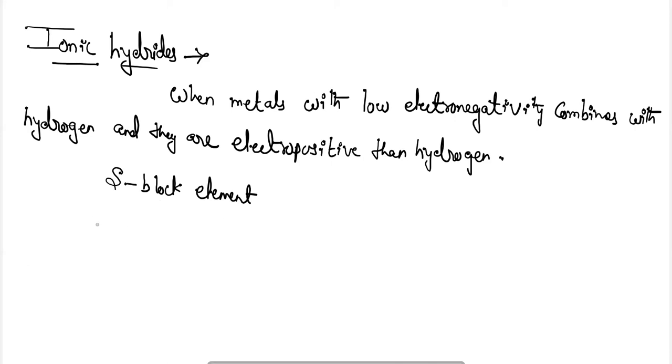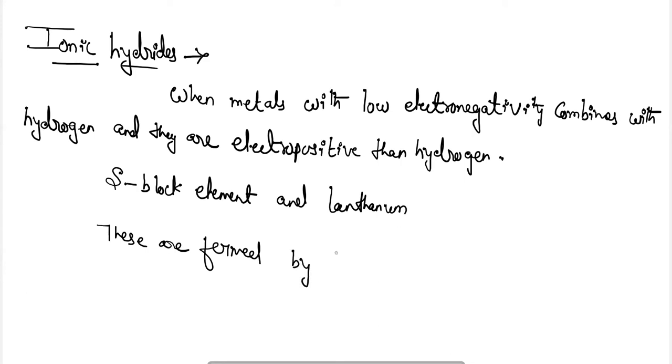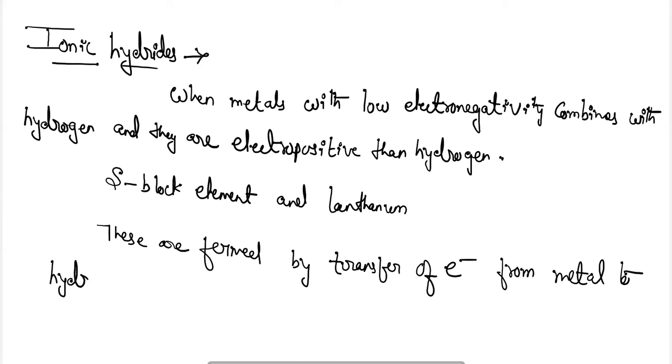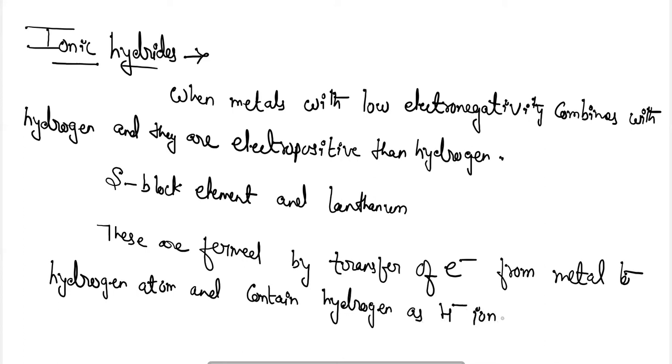So how are they formed? These are formed by transfer of electron from the metal to the hydrogen atom, and they contain hydrogen as the H minus ion.